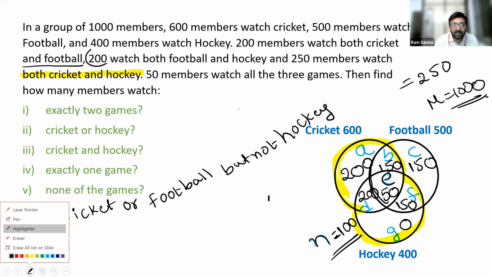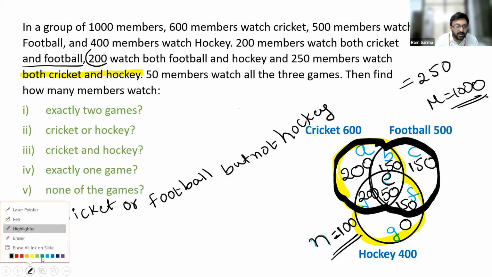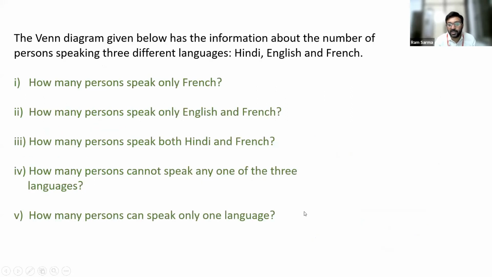Now, cricket or football. So guys, this is cricket or football. But you are given that hockey should not be included in this. So we have to leave this part. Then you are left with three numbers there. Those three numbers are 200, 150, 150. The sum of these three gives your answer. Cricket or football, but not hockey. So your answer will be 500. Good. Let us move on to the next one now.